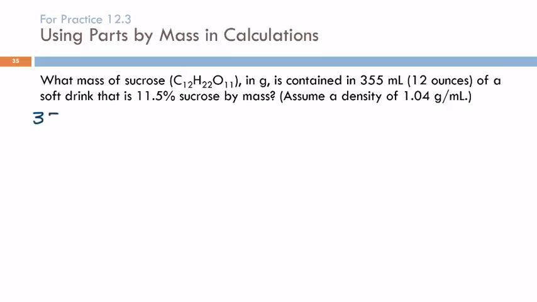So here, we've got a bunch of numbers. We've got 355 milliliters. The 12 ounces is in there just to give you a reference. We're talking about a 12-ounce soda can. 11.5%. And then we've got a density, 1.04 grams per milliliter.